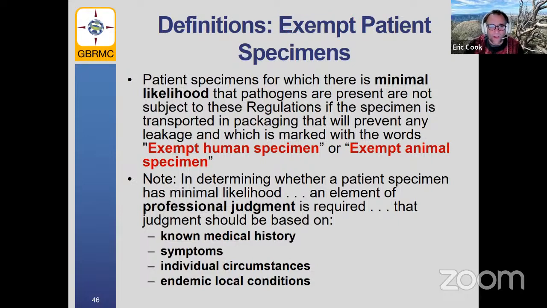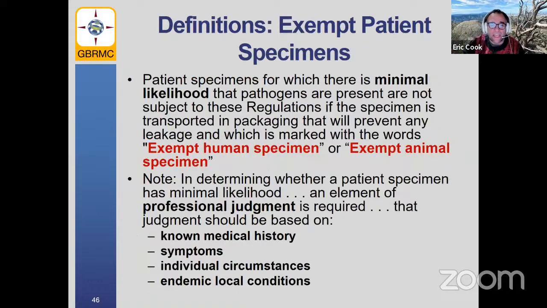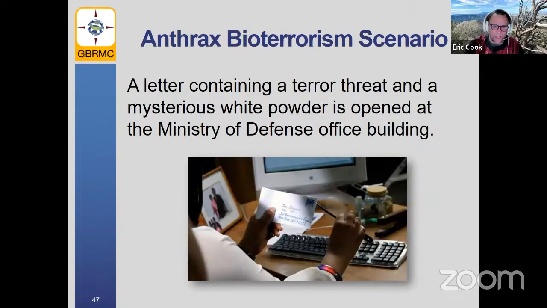All right, so this is the one exemption. So if you think about the difference between an exception and an exemption, an exception is something that is not regulated at all, no packaging, marking, labeling, or anything. An exemption says if you package it, so if it's triple packaged and you mark exempt human specimen on the outside, then it's excepted from all the other regulations. So an exemption is like an exception, but requires just a little extra to get it to that level.